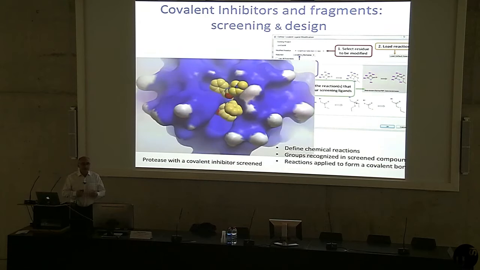Who can name one drug which forms a covalent bond with the receptor? Omeprazole, yes. Right, but something more frequent. Aspirin, you know, yeah. Right. So they form a covalent bond, and forming the covalent bond is very delicate.